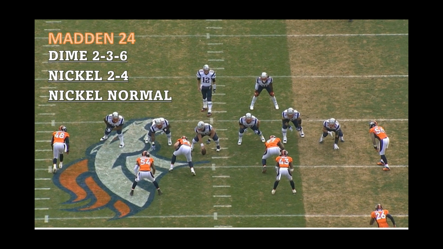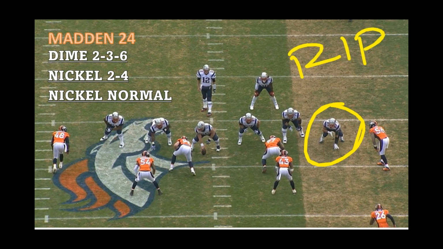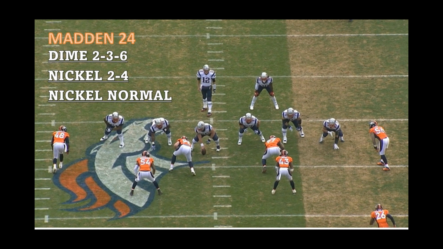Now let's take a look at the run strength. Where's the tight end? He's on the right side, okay? So that's a right run strength. We're going to call "rip," all right? That's the word that most people use. It tells our interior players how to line up.